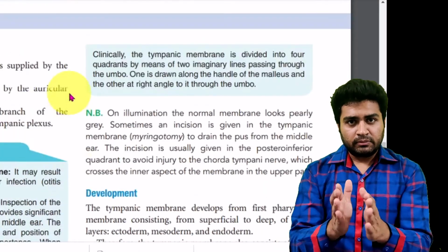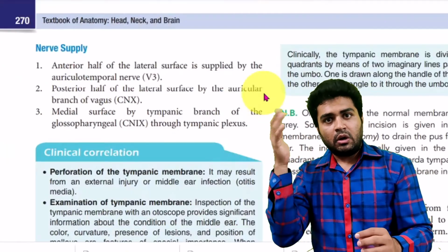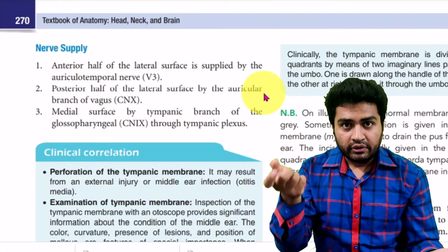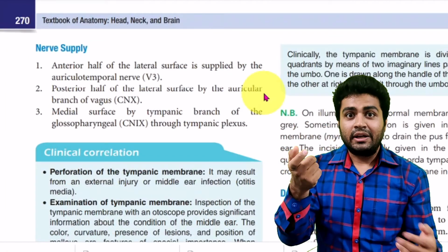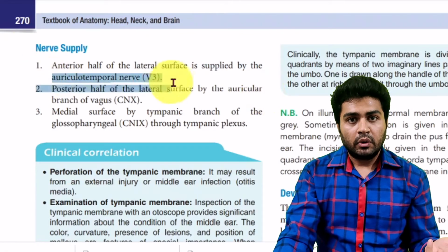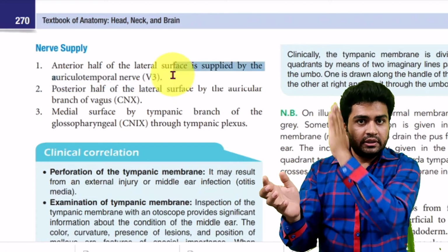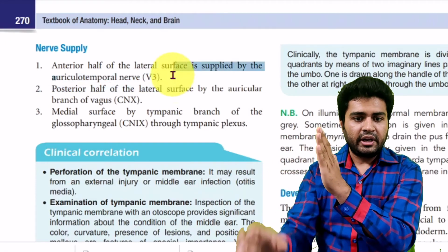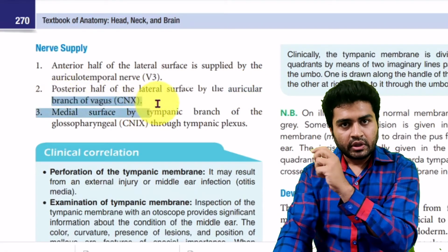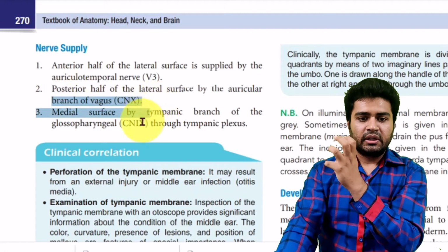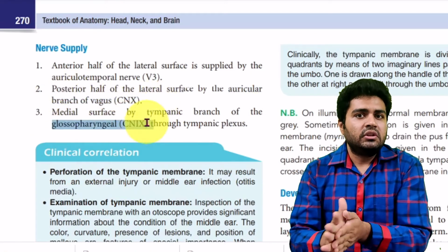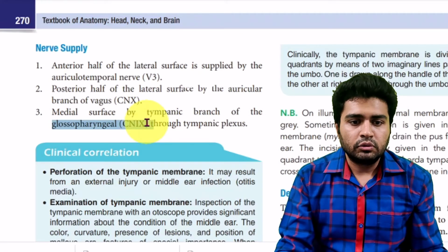Now remember the nerve supply of the tympanic membrane. From the outer side, we can divide the nerve supply into two halves: the anterior half and the posterior half. The anterior half is supplied by the auriculotemporal nerve, which is a branch of the mandibular nerve. And the posterior half, on the lateral surface, is supplied by the auricular branch of the vagus nerve. And the inner side is supplied by which nerve? Simple, the inner side is supplied by the tympanic plexus. And what is the branch? The tympanic branch of the glossopharyngeal nerve.